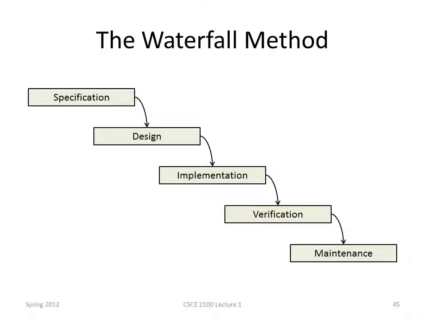So in the waterfall method, we start off with the specification. We specify what we want to do. We go through design, implementation, verification, and maintenance. That just says, okay, figure out what you want, design how you're going to do it, implement it in code, check to see if it's right, release it, and then all you need to do is maintain it. Well, things aren't always as easy as that. For one thing, the customer doesn't always know what he or she wants.